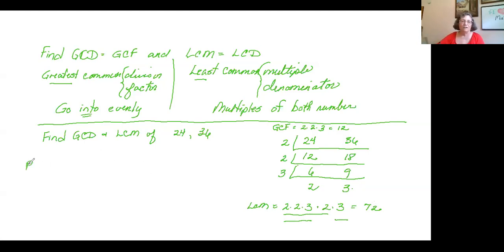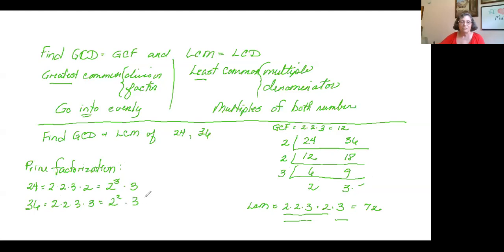If you need the prime factorization, we also have that here to look at. Since 24 is going to be 2 times 2 times 2 times 3, then that would be 2 cubed times 3 if they want you to write it in exponential form. 36 is 2 times 2 times 3 times 3. So 36 is 2 squared times 3 squared.